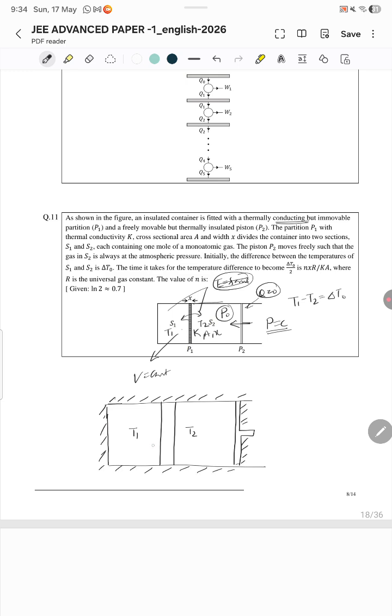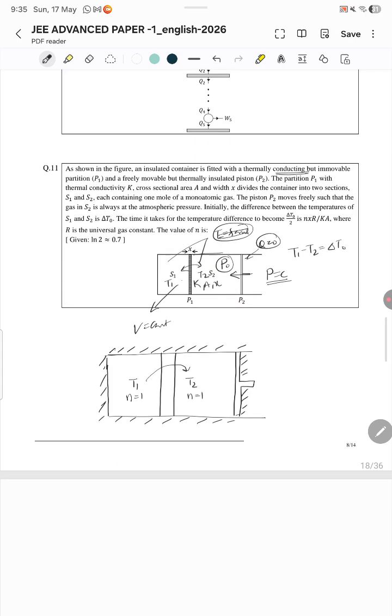So first of all, whatever heat will conduct from here to here, right? And we read the question: divided into two sections. They are not saying equal sections, right? So if they are not saying equal sections, we cannot assume they have equal volume. And container 1 and container 2 contain 1 mole each. Okay, the number of moles is 1 only.